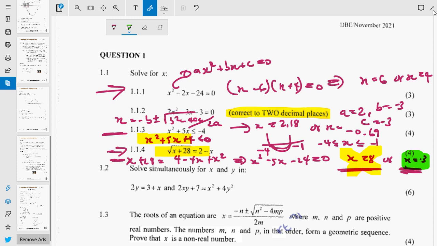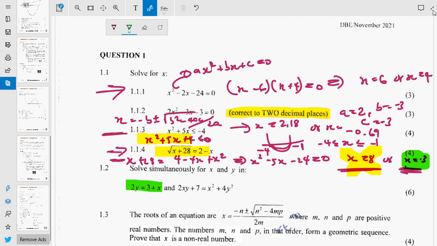All right. Now 1.2, which is the second part of the question, requires us to solve a simultaneous equation. So we're required to solve for x and y. Now, as you know, and you have been practicing, the first thing you're going to look for here is a linear equation. And there is our linear equation.